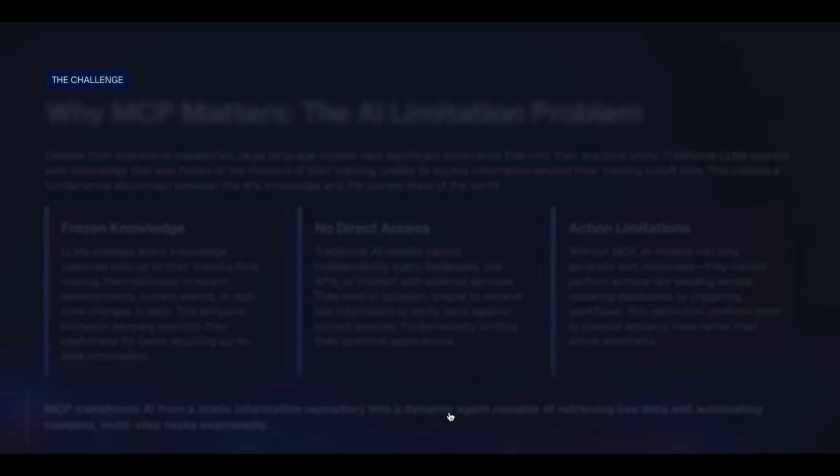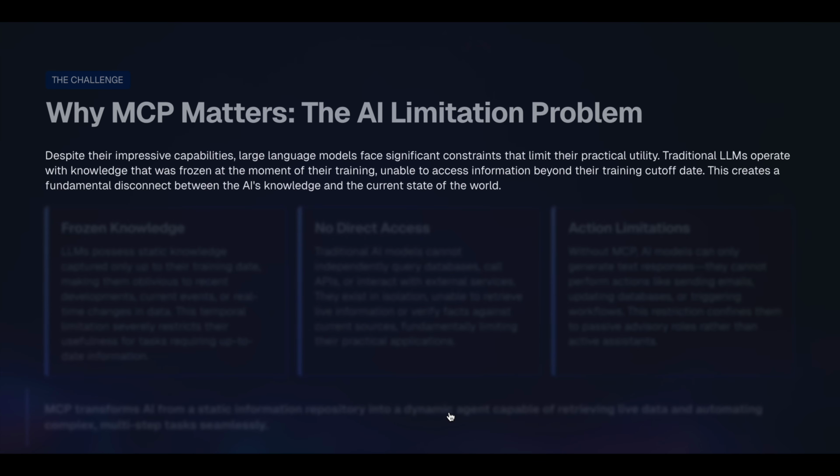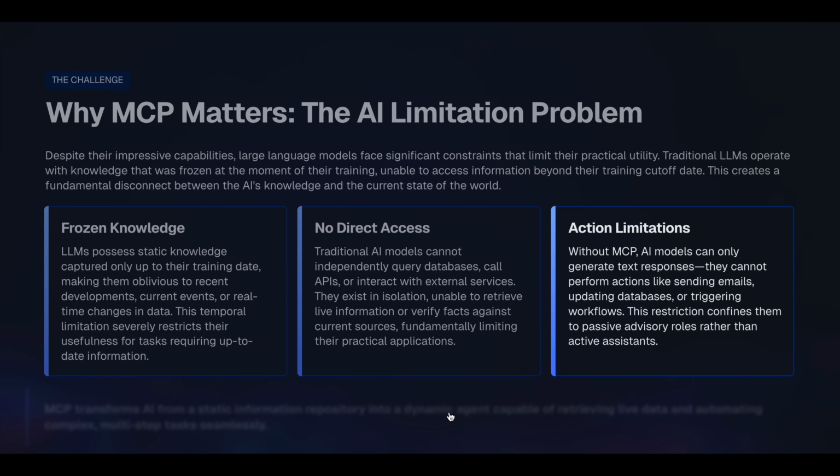Why did MCP matter? What were the limitations of AI at that point? So, first of all, your LLM is based on training or on frozen knowledge. It might have captured knowledge only up to the training data, making it oblivious to recent developments in current events or real-time changes in data. This is one of the limitations which prompted MCP development as well, so that you can make LLMs aware of changing information or changing knowledge to capture real-time information.